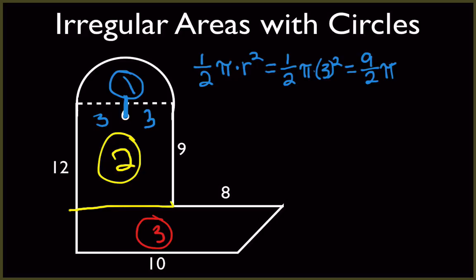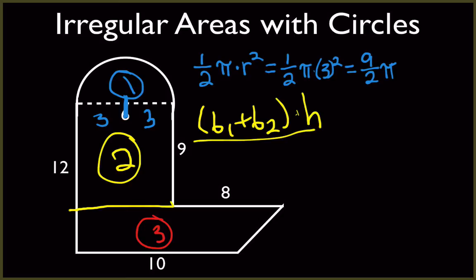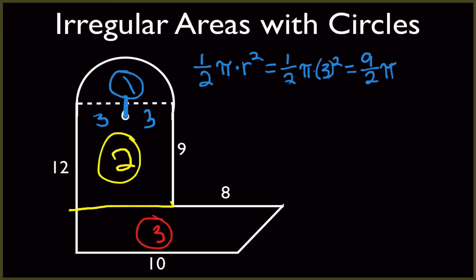Okay, so now I'm going to go ahead and work on my rectangle. My rectangle is going to be base 1 plus base 2 times height over 2. That's the formula. Using that, I've got that the base of my triangle is 6. That came from the fact that I knew this part right here was 6. My other base is also 6 because it's a rectangle.